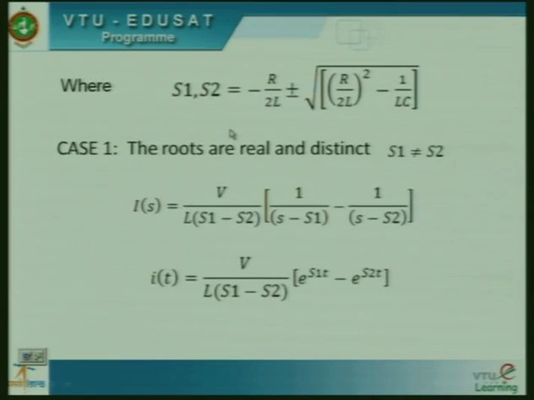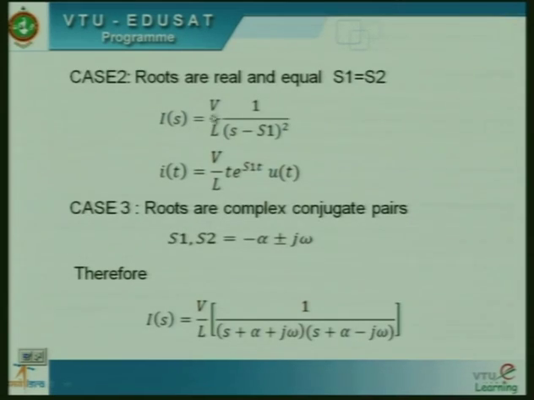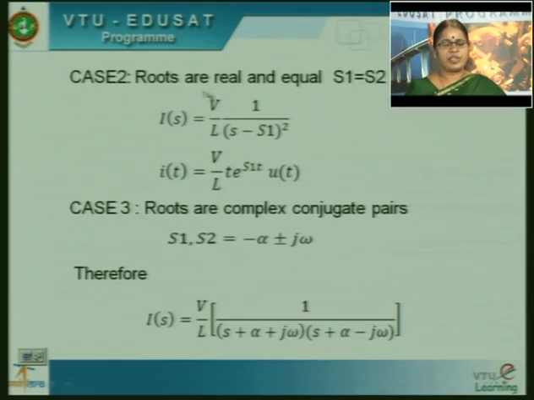If s1 is equal to s2, the expression for current I of s reduces to V by L into 1 by s minus s1 into s minus s1, or I can write it as V by L into 1 by s minus s1 whole square. So, now this equation is very simple. It is in a form where we can easily take the Laplace inverse. This is of the form 1 by s minus a whole square. We know the Laplace inverse is t e power a t u of t. So, the Laplace inverse of this term gives I of t equal to V by L into t e power s1 t u of t.